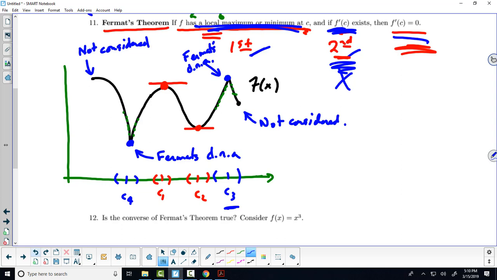Okay? So what does Fermat's theorem say? It says that the phenomena that we see in this graph are true universally. So it's not limited to this graph that I drew. It is always true that if you have a local max or min at a place and the derivative exists there, then the derivative must be 0.